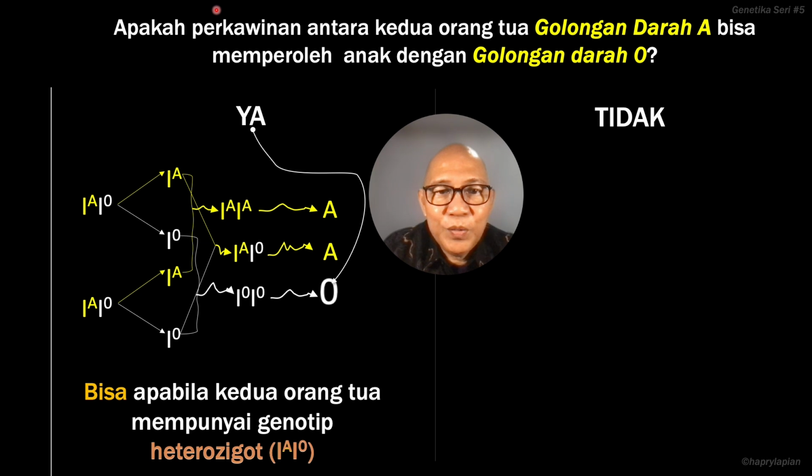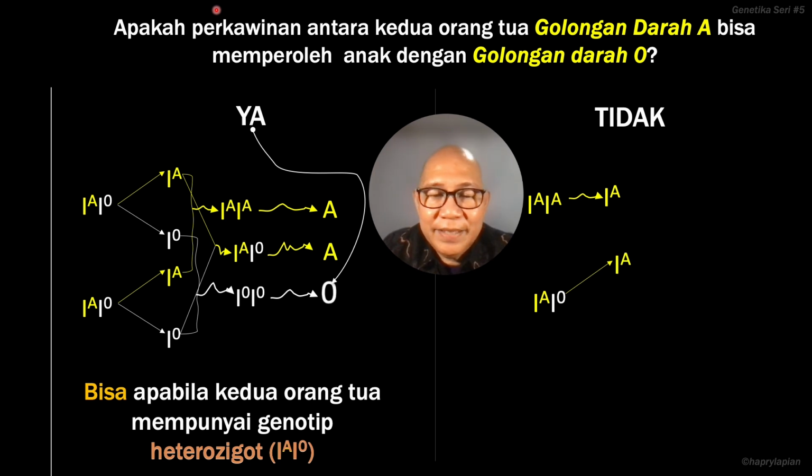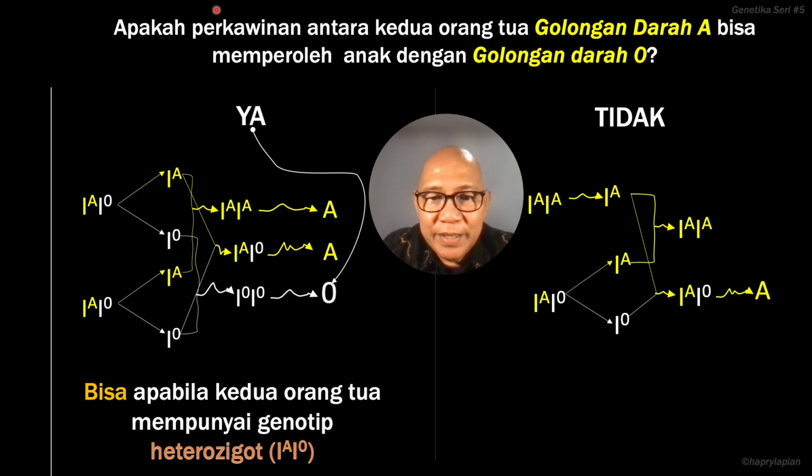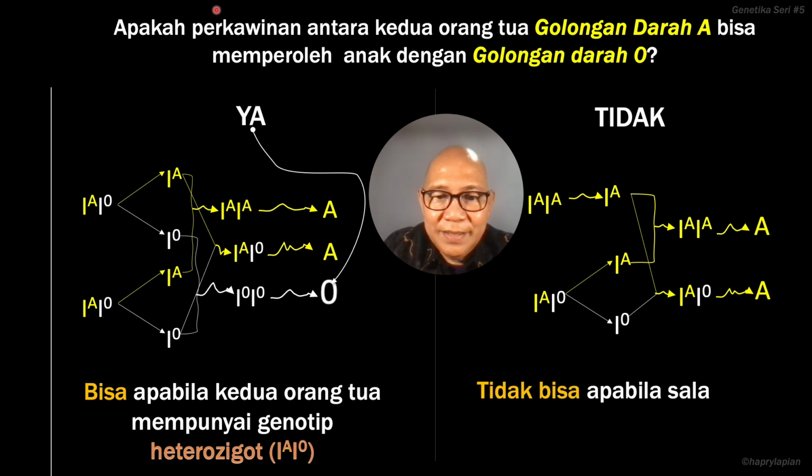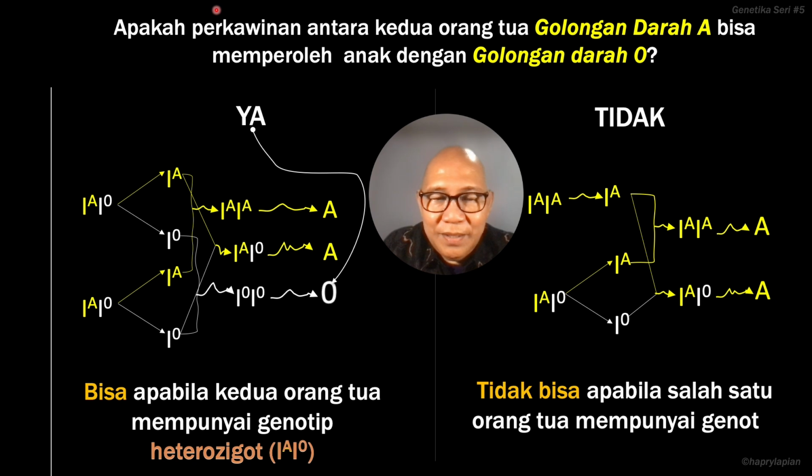Now we explore the answer no. This happens when one of the parents has a homozygous IAIA. The answer is simple because the IA allele is dominant over IO, of course. So it's impossible to get offspring with blood type O when the IA allele meets the IO allele. So there is no O blood type in this scenario.